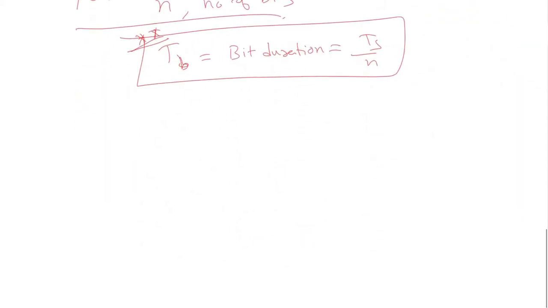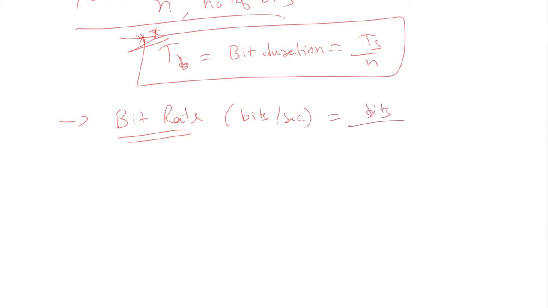And moving on, if we want to find out the bit rate, this is the bit duration. Now if we want to find out the bit rate, we know the unit of bit rate would be bits per second. So this could be equal to bits per sample into samples per second. So this combination can give you this unit, that is bits per second.